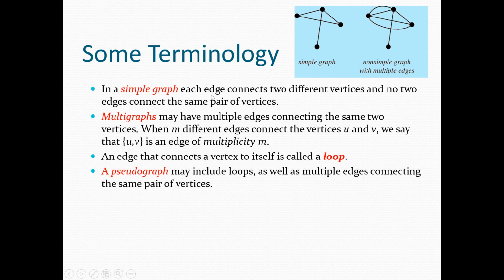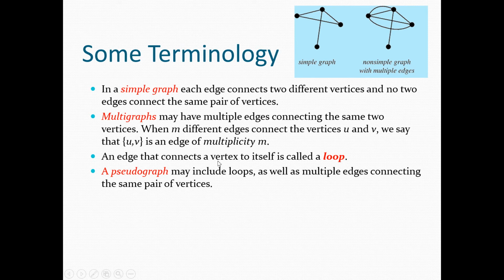Now in a simple graph, each edge connects two vertices and no two edges connect the same pair of vertices, right? So this is called a simple graph. But in a multigraph, two vertices can be connected by more than one edge. So this is the non-simple graph with multiple edges.